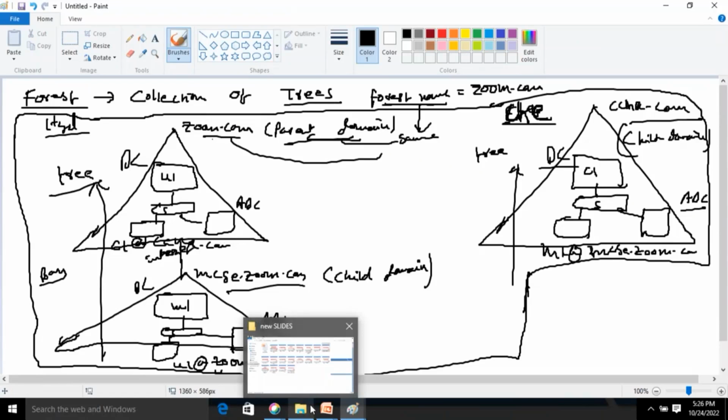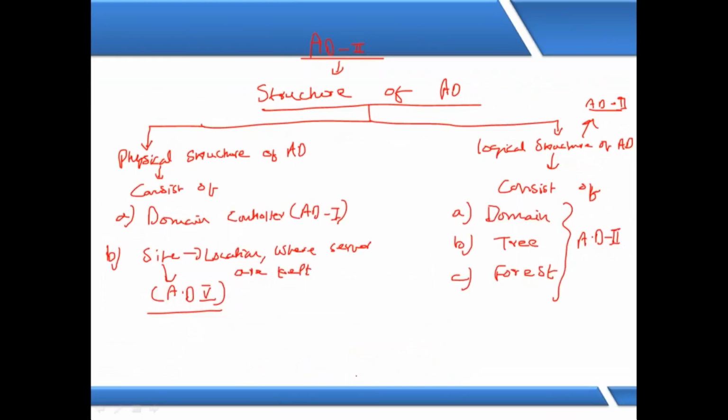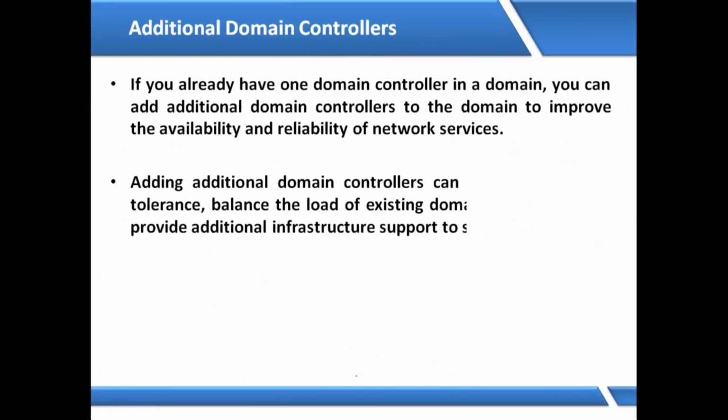Okay. So whatever I have said, the same thing you can find in the slide. ADC. If you are maintaining only one domain and the domain fails, your complete network will be down. So to avoid that, in every domain model, a domain controller will compulsorily be there. But if you are keeping only one domain controller for a domain, and it fails, the entire network will be down.